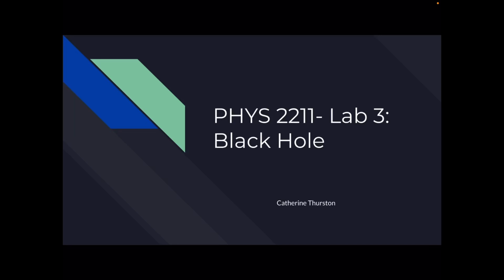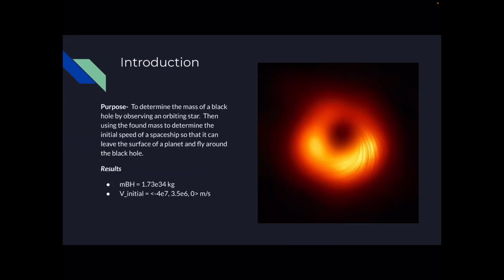This is Physics 2211 Lab 3 Black Hole. The purpose of this lab is to determine the mass of a black hole by observing an orbiting star, and then using that found mass to determine the initial speed of a spaceship so that it can leave the surface of a planet and fly around the black hole.